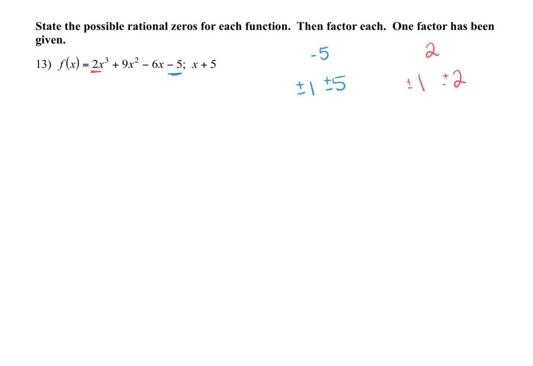So what I do is I take these factors and put them over those factors. If I start with 1, positive and negative 1 over 1, well, that's just positive and negative 1. Then I go to positive and negative 5. Positive and negative 5 over 1. Well, that's just positive or negative 5.